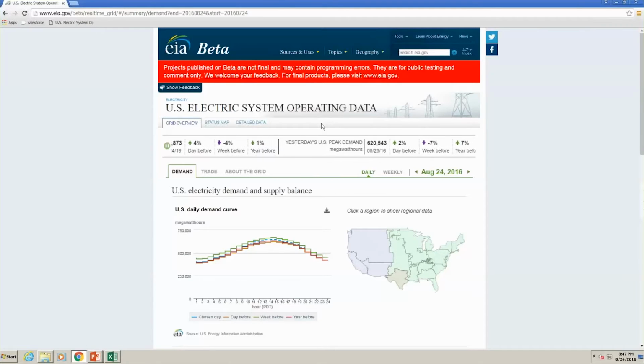So when we're looking at U.S. level data, this is data for the whole United States or the 48 lower states. And then we also can look at this data on a regional basis. By default, we come in at the U.S. level, at the daily aggregate level, and it shows us the current day.